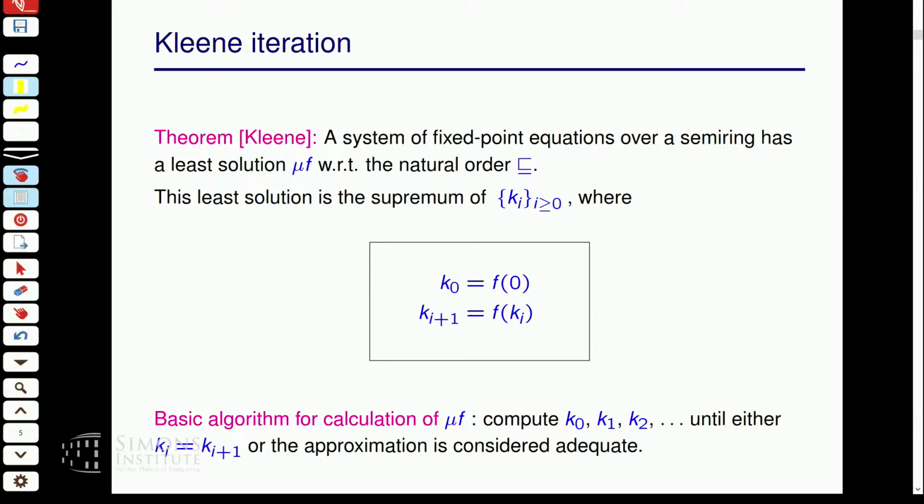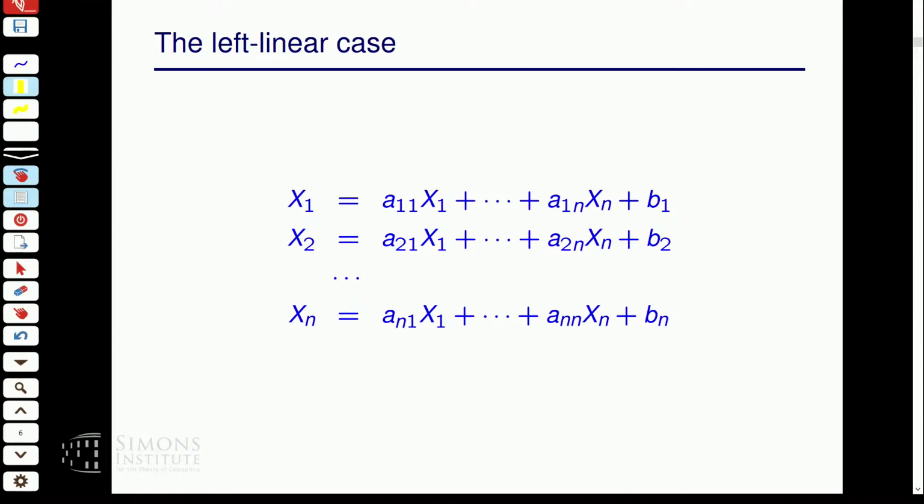Good. So I would like to start by recalling a couple of important facts about the left linear case, where these polynomials are just linear polynomials, and the coefficients are on the left. Notice that this is important because I haven't told you that the semiring is commutative. Most examples will be commutative, but it makes a difference. If you have a semiring which is not commutative and you also have coefficients on the right, then things become much more complicated.